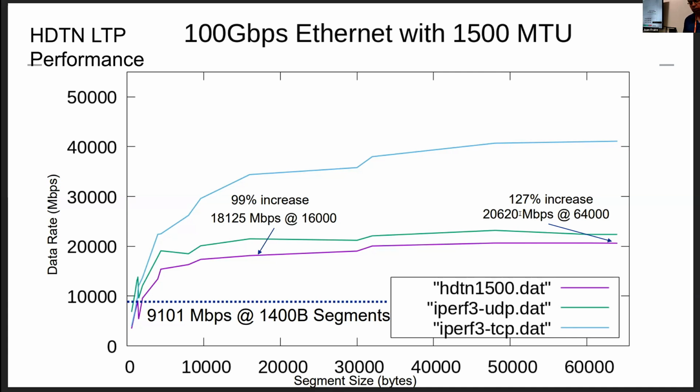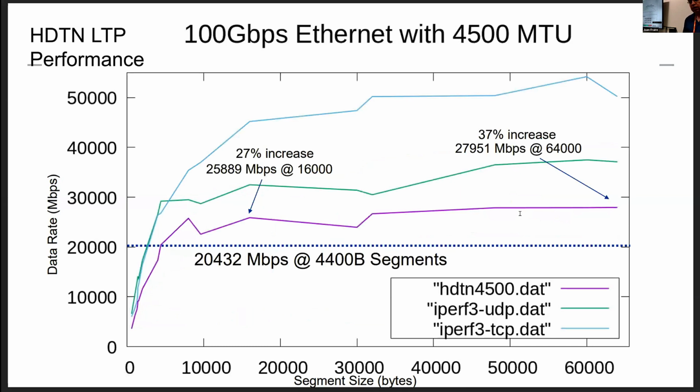And then when we go all the way out to the right, we see that with 64K segment sizes, we get to 20.62 gigabits per second, for a 127% increase over when we're not using fragmentation. So that magenta curve that you see there, all that space that's above the dotted line is a gain that we get for engaging IP fragmentation with larger segment sizes. By the way, the other two graphs here, the green and the blue, are iPerf using TCP, which is the blue, and UDP with IP fragmentation, which is the green.